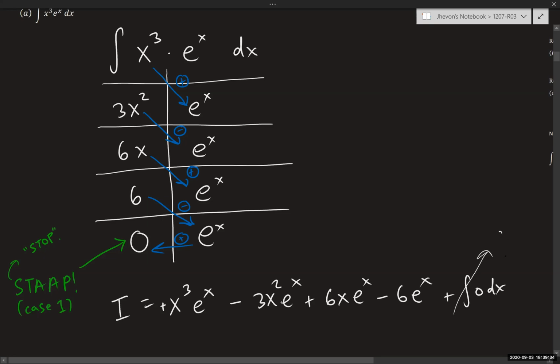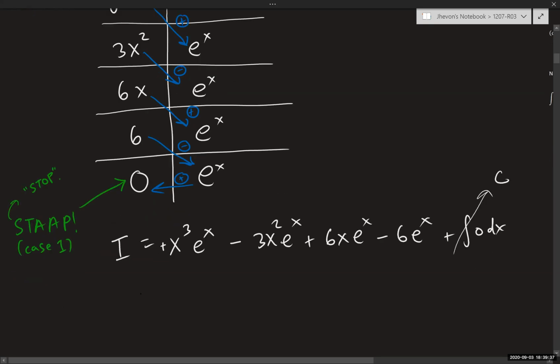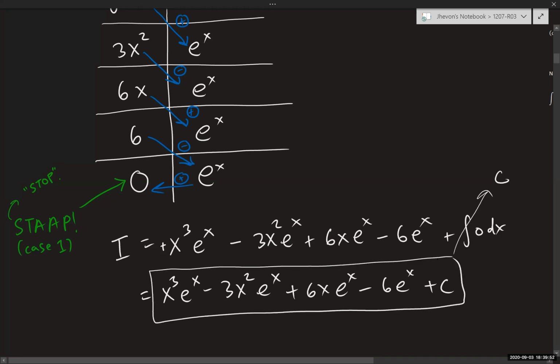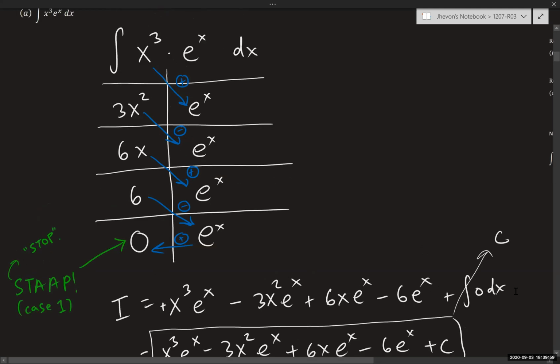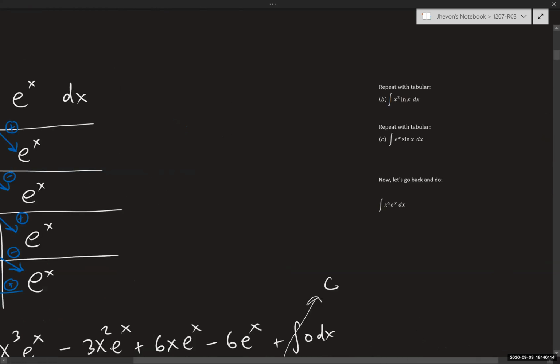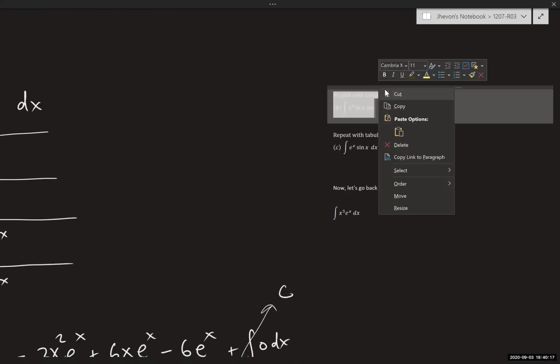Well, that's just a constant, isn't it? And so I would end up with the integral being x cubed e to the x minus 3x squared e to the x plus 6x e to the x minus 6e to the x plus c. And you will notice that if you look back in your notes, that's the same answer we got last time. So this is the tabular method. Notice that I do integration by parts repeatedly. This is equivalent to doing integration by parts 3 times and multiplying out the parentheses. Okay, let's do this again.